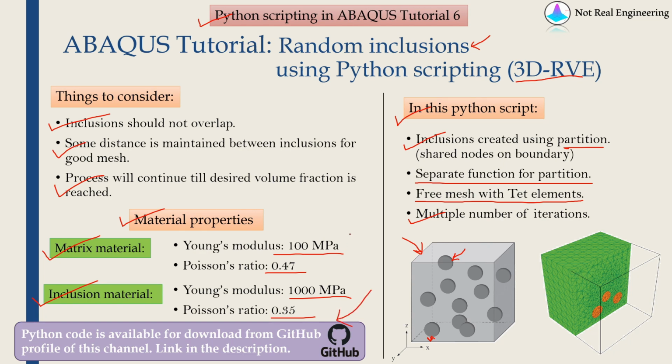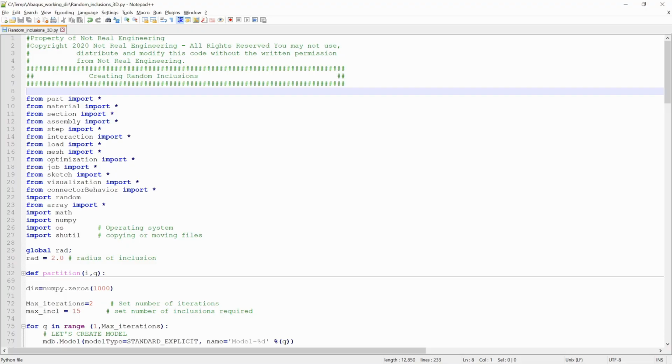Now let's see how this Python script looks. I will briefly explain how this script works and then we will start Abaqus CAE and run this script. First, as usual, there are a bunch of imports. Then this parameter defines radius of inclusion. You can change this. As of now, I am keeping 2 mm.